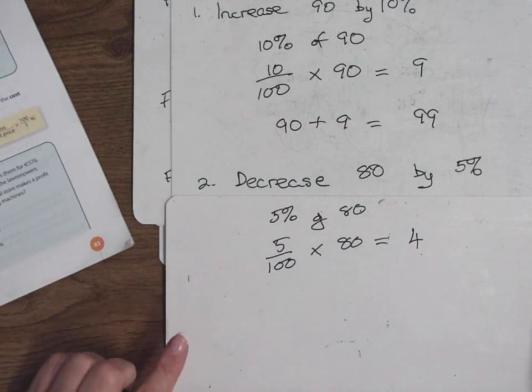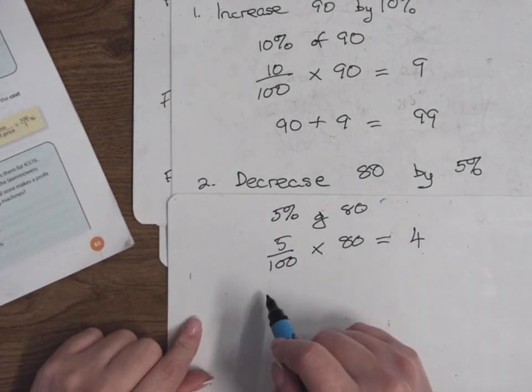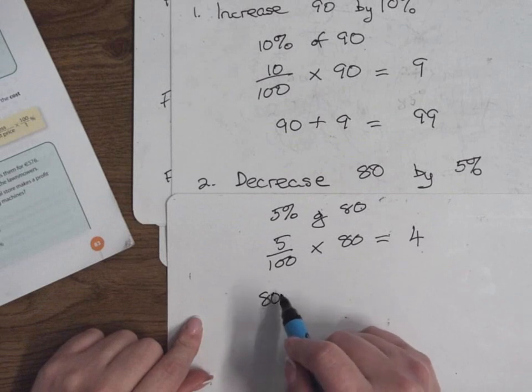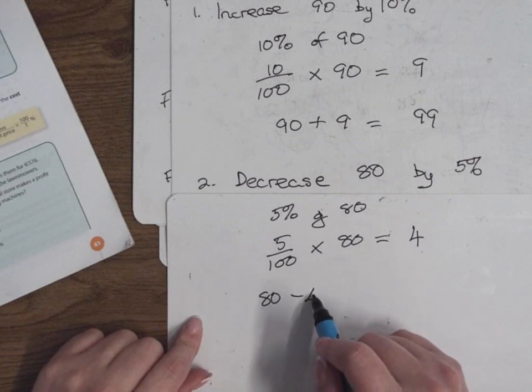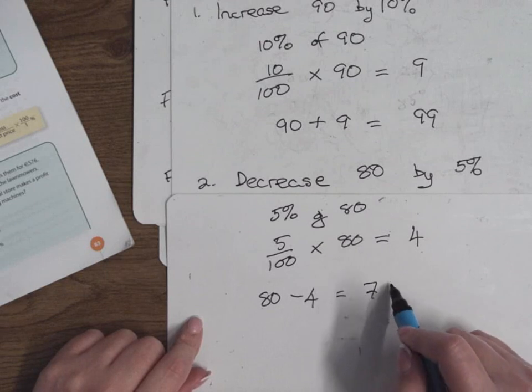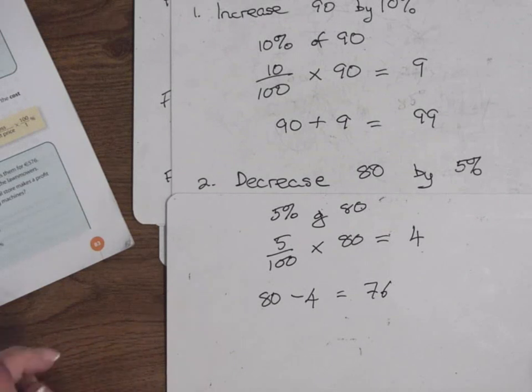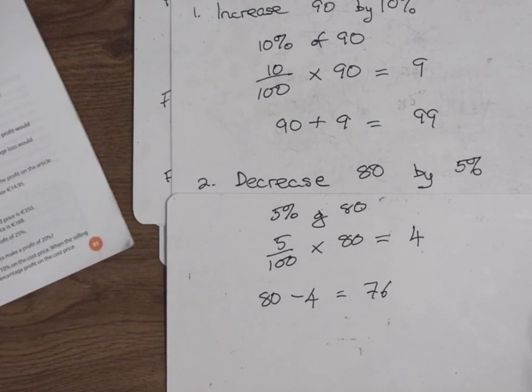So then I'm not finished, there's an extra bit in these ones. I have to decrease 80 by 4. So what do I do with the 80? 80, take away 4, because it says decrease this time, and that would be 76. Okay? How do we feel about them? Easy enough? Yeah? Are we okay? Yes. Yeah.